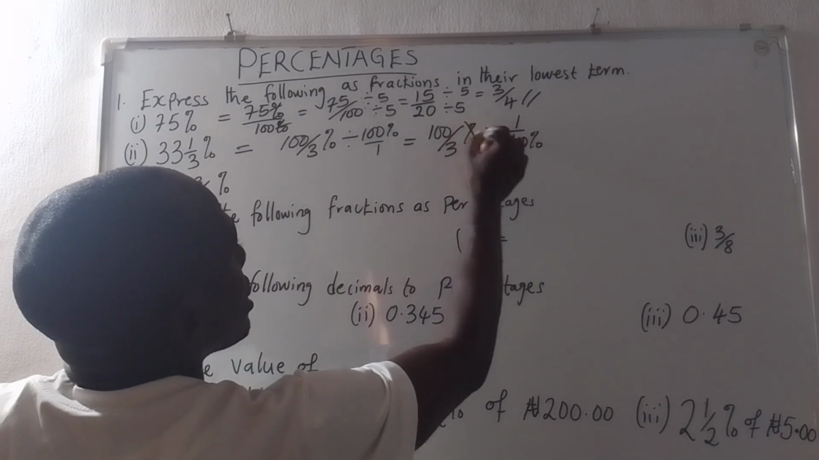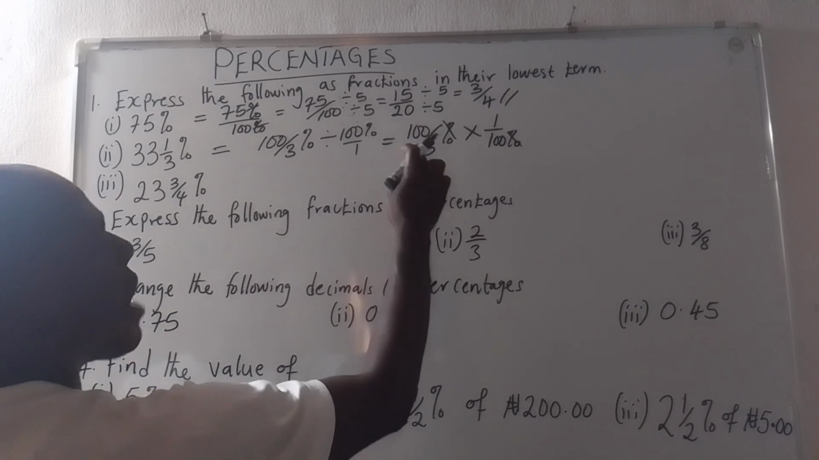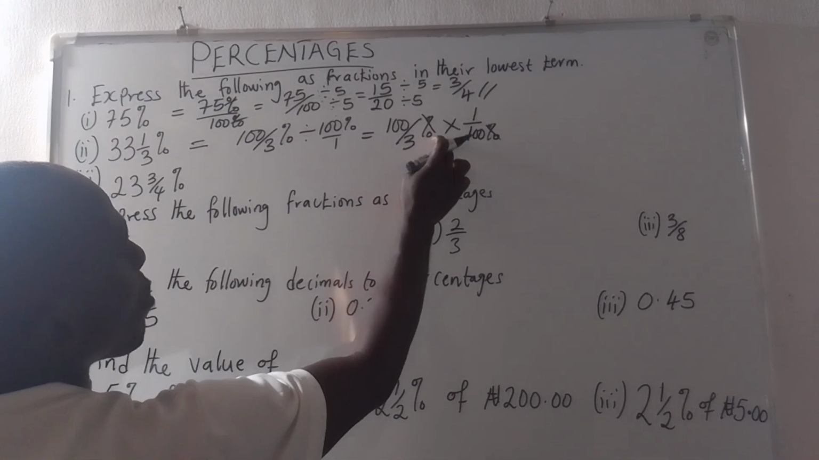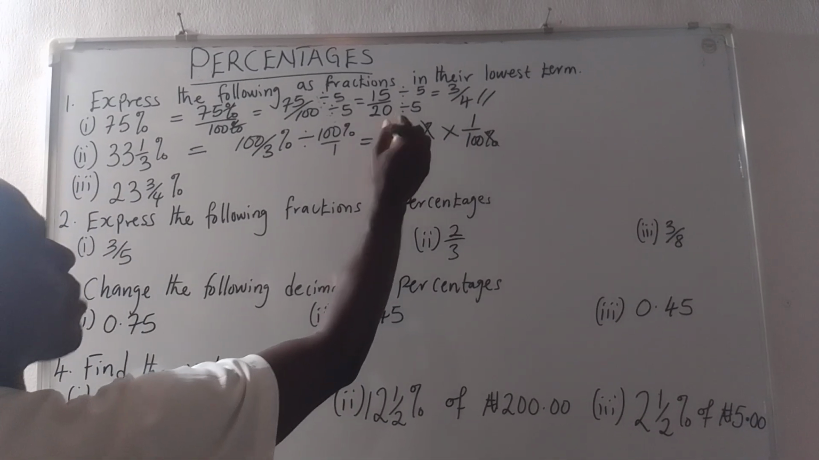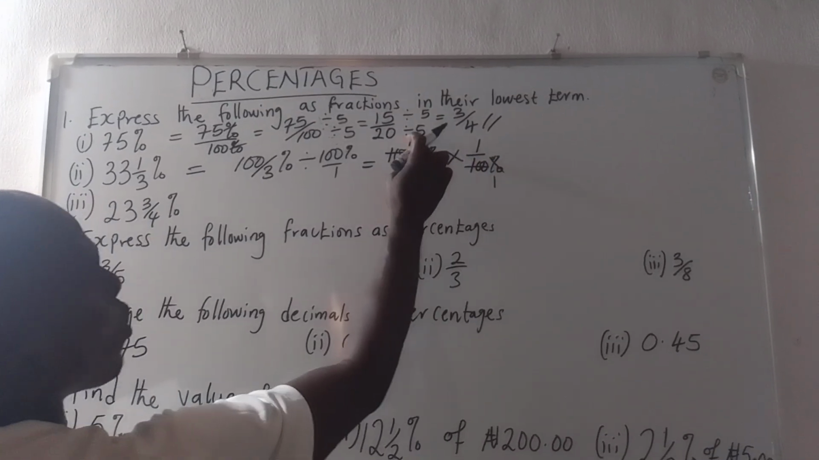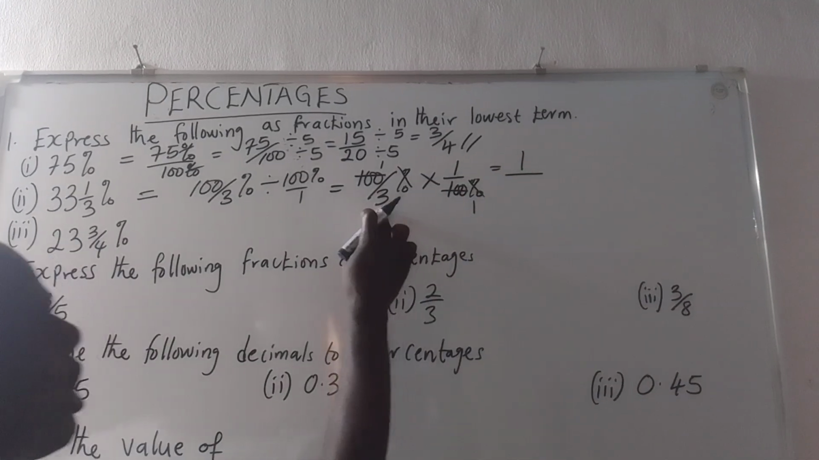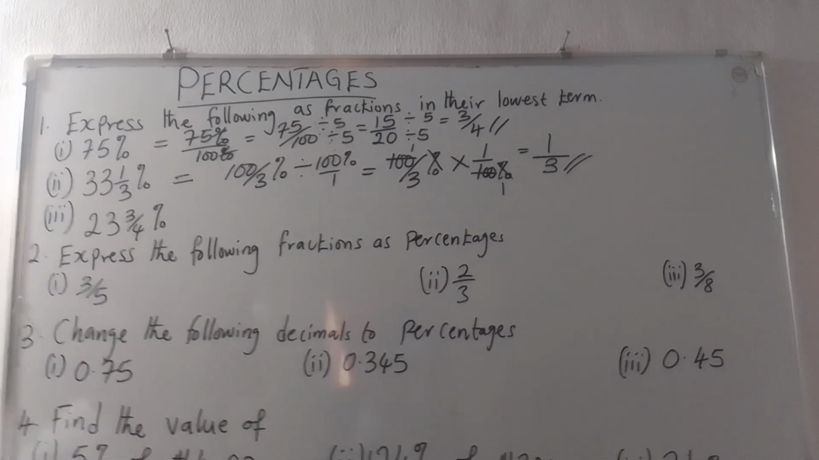Like I said before, this percentage will cancel this percentage. Now, we have 100 multiplied by 1 and 3 multiplied by 100. Looking at it, the 100s can actually cancel out. 100 here is 1, 100 here is 1. So on top we have 1 multiplied by 1, which is equal to 1. 3 times 1 is equal to 3. Our answer is 1 over 3.